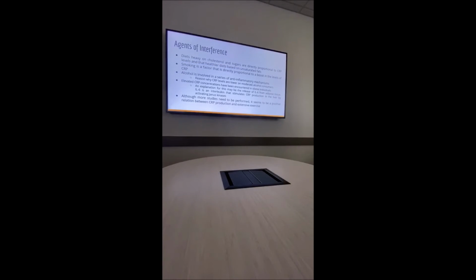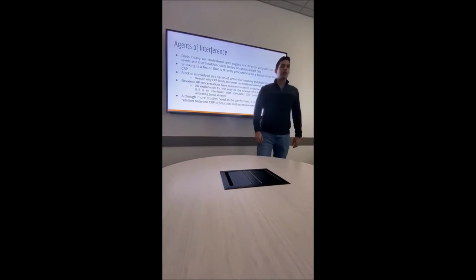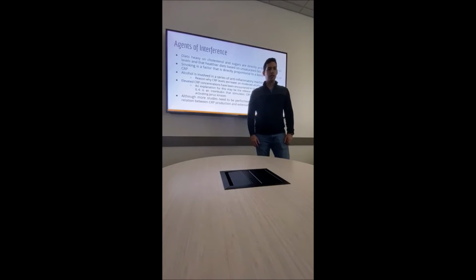Thank you, Kelsie. Well, regarding agents of interference, it has been already discussed in this article that several researchers support the correlation between CRP production and diet, indicating that diets heavy in cholesterol and sugar are directly proportional to the CRP levels, and that healthier diets based on unsaturated fats, such as seafood and vegetables, are inversely proportional to CRP production. Smoking is a factor that is directly proportional to a boost in the levels of CRP.